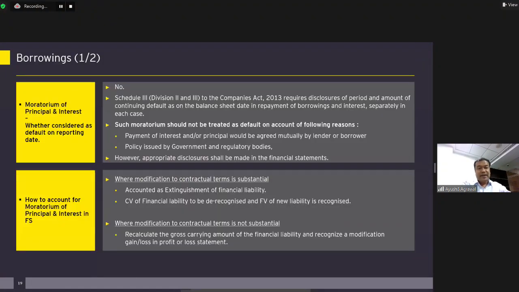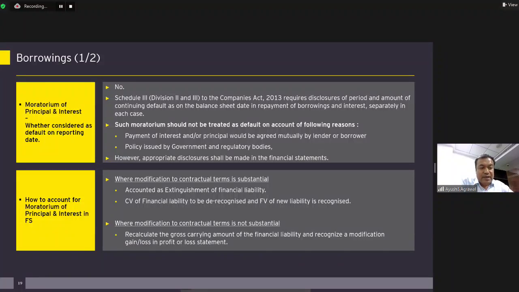Now, some of the specific areas. One area which I specifically want to cover, before we move on to some of the specific areas which I have mentioned on the slides, is hedge accounting. Of course, hedge accounting is a premium concept and a complex subject in Ind AS 109.